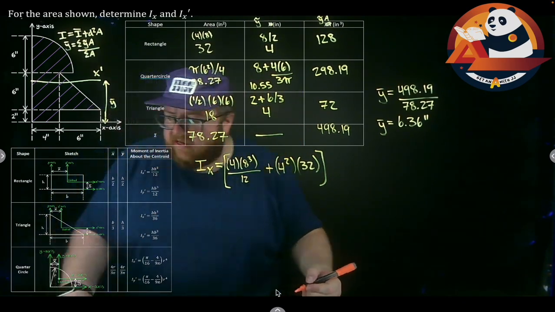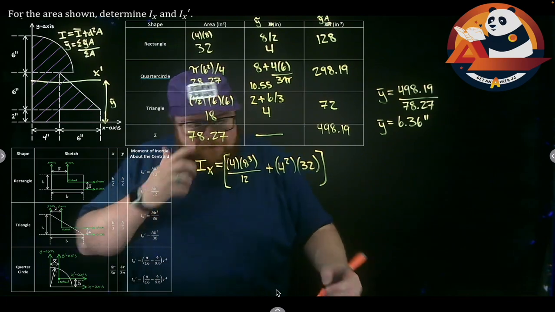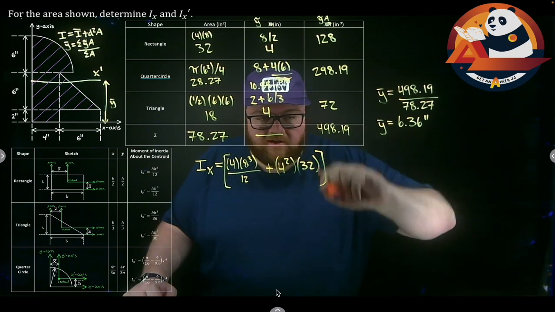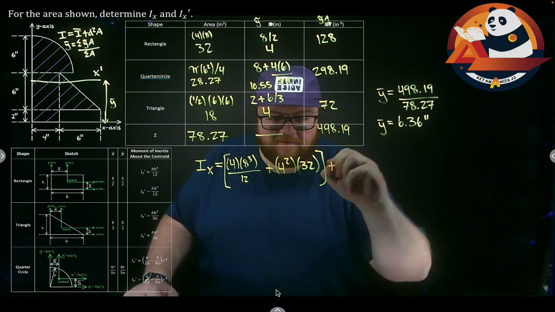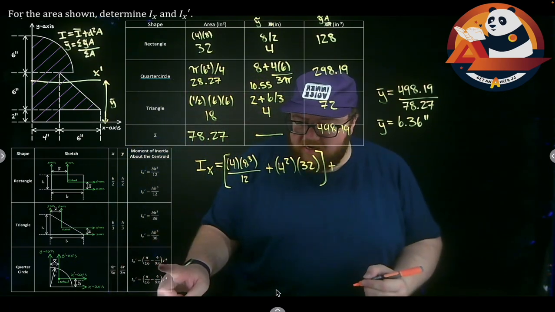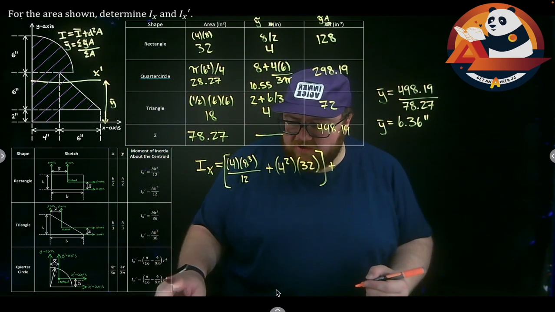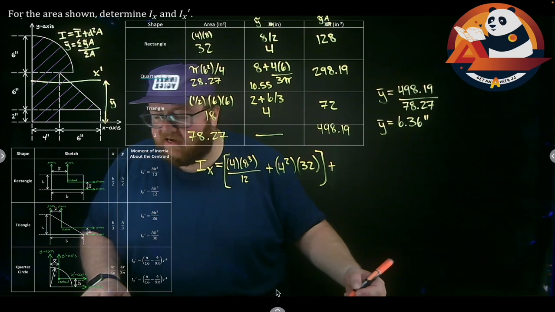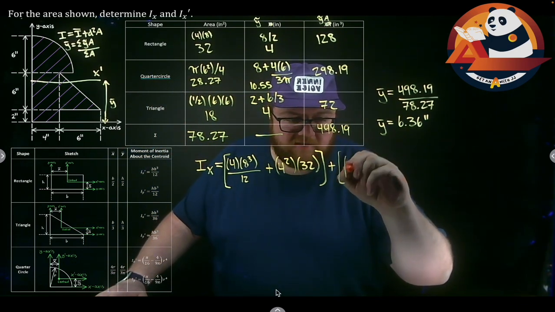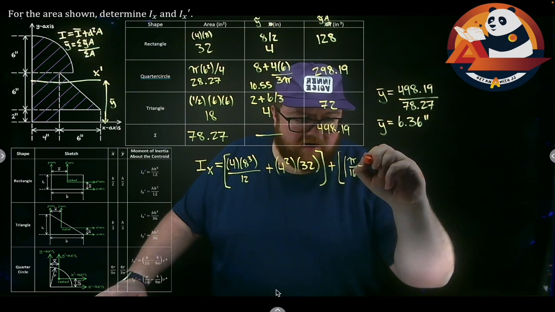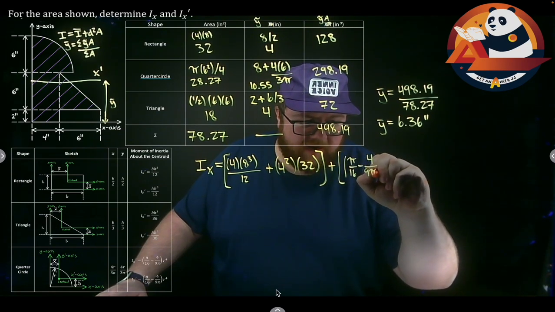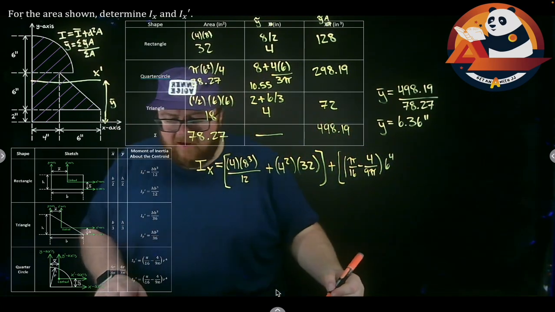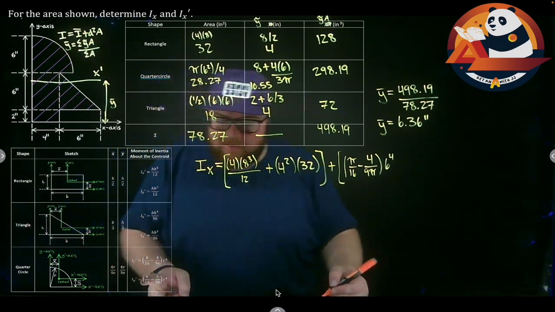Let's get our next one in. We should go in the same order as our table just to make it easier to follow. For the quarter circle, plus, what do I have here? My equation is about the flat side of a quarter circle. I would have pi 16ths minus 4 over 9 pi, times r to the 4th. So times pi 16ths minus 4 over 9 pi times the radius, 6 to the 4th. That gives me my I bar term in here. Again, pull that from the table.